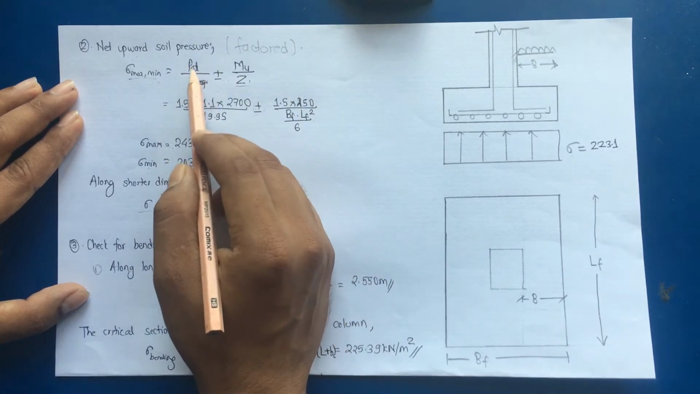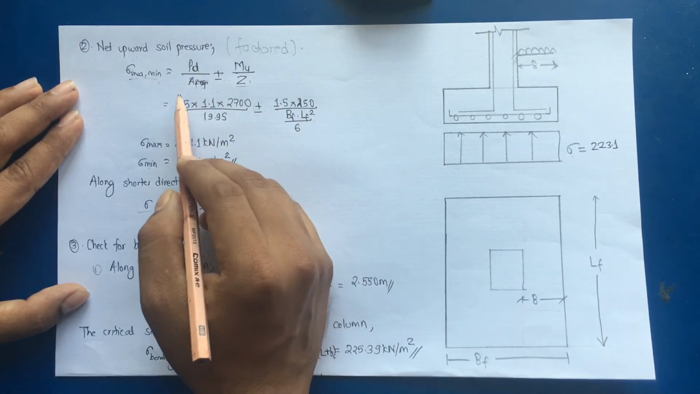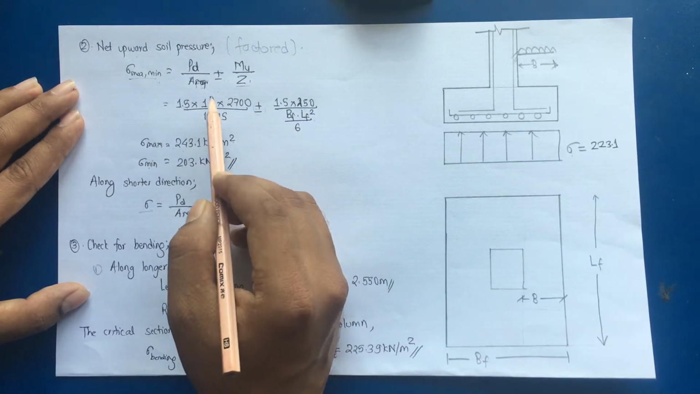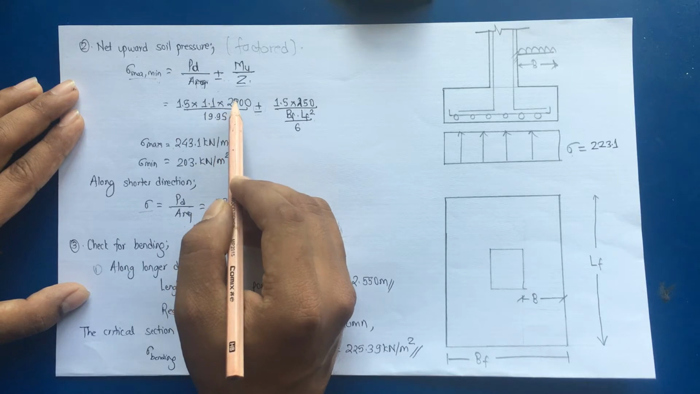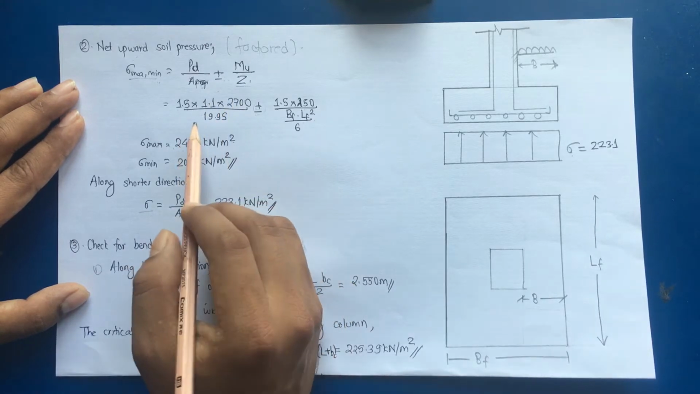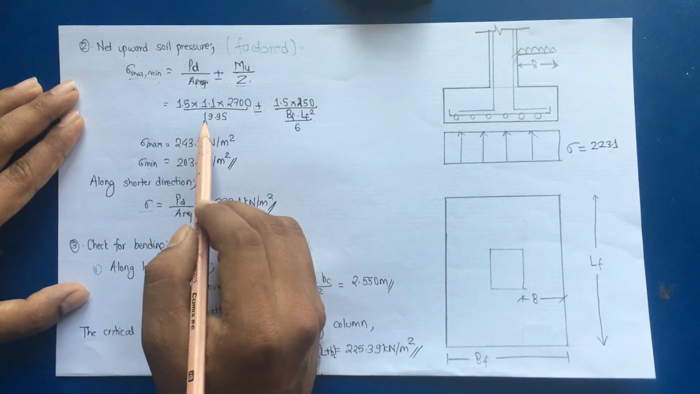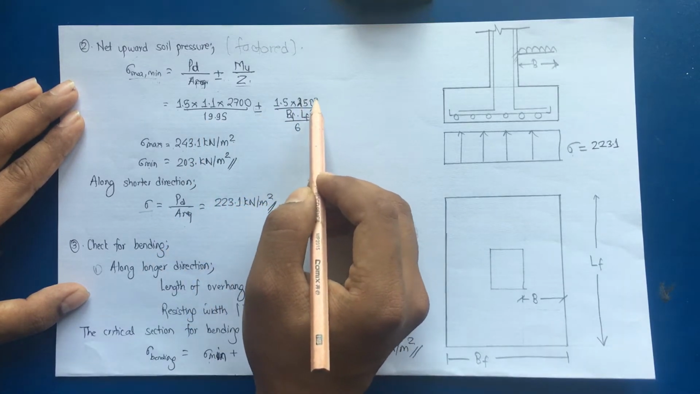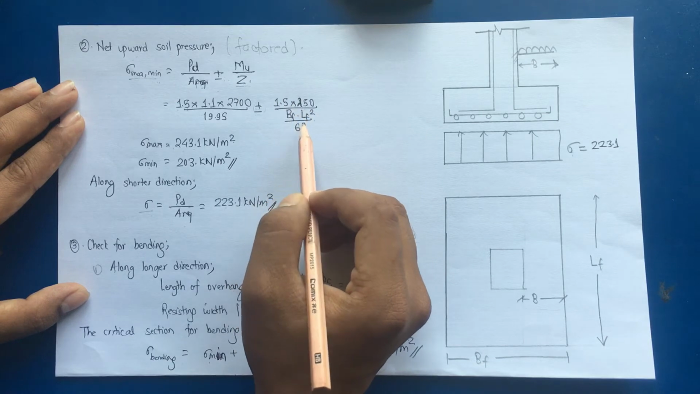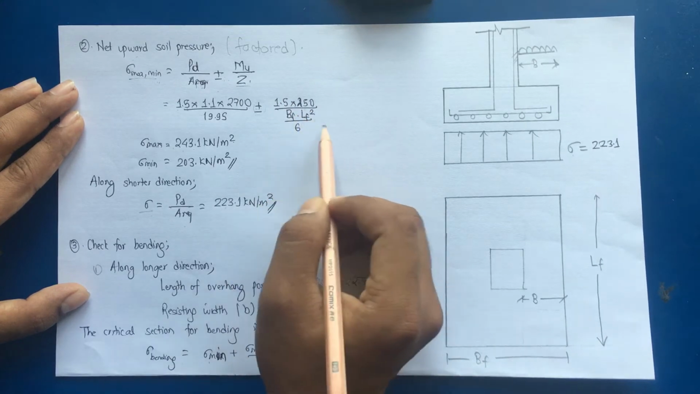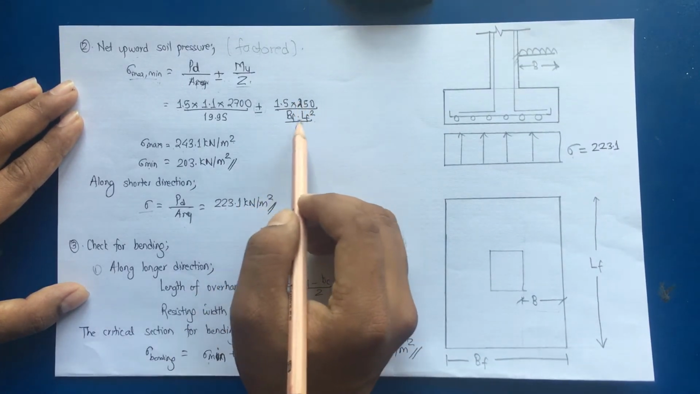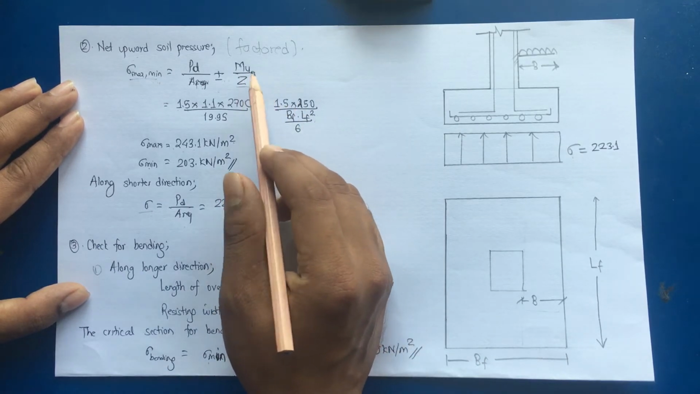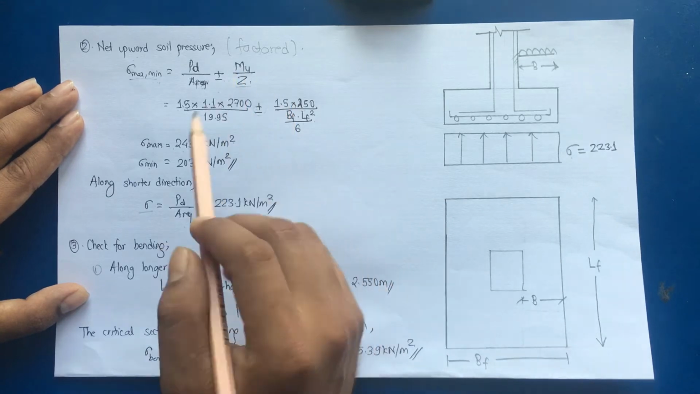So Pd, the design load, as I said, will be 1.5, that is the factor of safety, for the factored load, 1.5 into 1.1 considering the self weight of the footing, into 2700, that is the service load, divided by the area provided, 19.95, plus minus 1.5 into 250, that is the factored moment, divided by Bf into Lf square by 6, because we are considering the longer side, so bd square by 6, that is the general formula for the section modulus of a rectangular section.